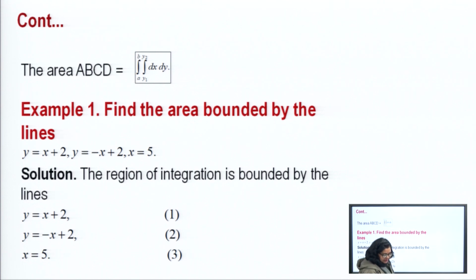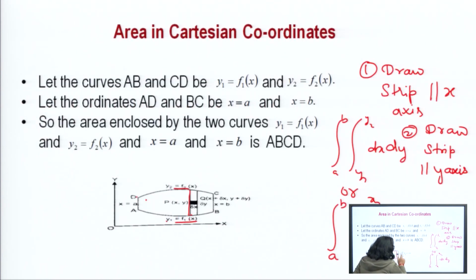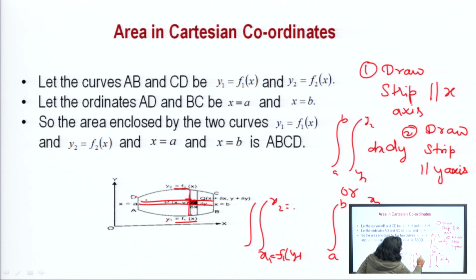If in the previous example we draw the strip parallel to the x axis, the limits change. That means we write the limit of x as a function of y, that is f1(y) to f2(y), and the constant limit for the y axis, and it can be written as this. And we will solve some examples for the strip parallel to the y axis.